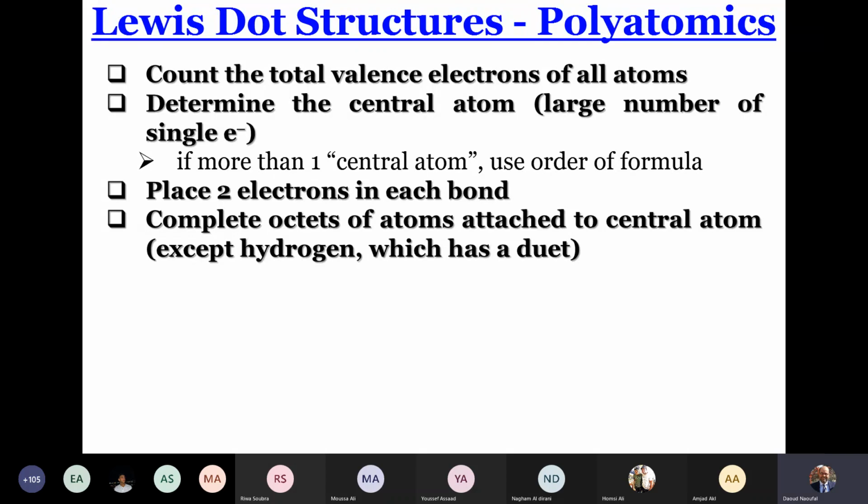I will do an example on the sketchboard now. But you have to know the rules. Step 1, count the total valence. Step 2 is to determine the central atom, which is in general the one with the large number of single electrons. Step 3, from the total valence electrons, take 2 electrons and put them between 2 atoms in order to make their bonds. Suppose I have 16 electrons and I have a molecule ABC.